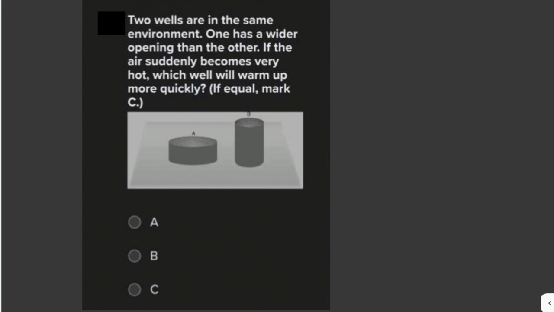Two wells are in the same environment. One has a wider opening than the other. If the air suddenly becomes very hot, which well will warm up more quickly? If equal, mark C. So we're given here 2 wells, the same shape, but the other one has a wider opening. So which one here will warm up more quickly? So the answer here is well A. Well A will be more affected by the air temperature because it has a larger opening.